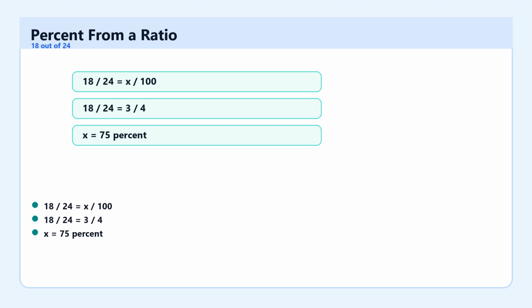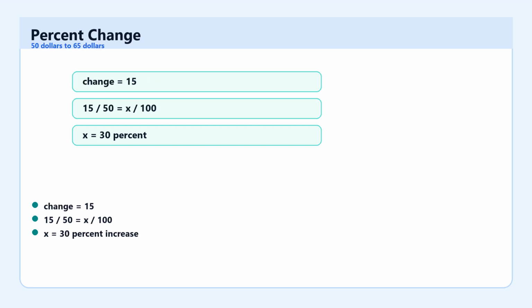Now connect percent to ratio language. If 18 out of 24 students pass a checkpoint, the part is 18 and the whole is 24. Set 18 over 24 equal to x over 100. 18 over 24 simplifies to 3/4, which is 75 hundredths. So the percent is 75%.